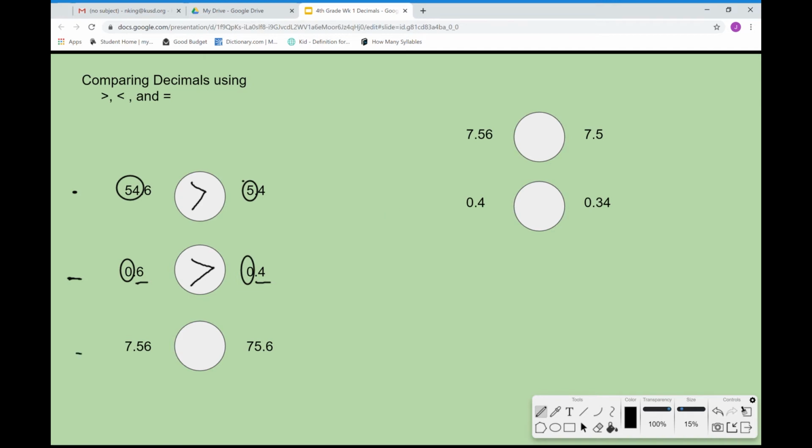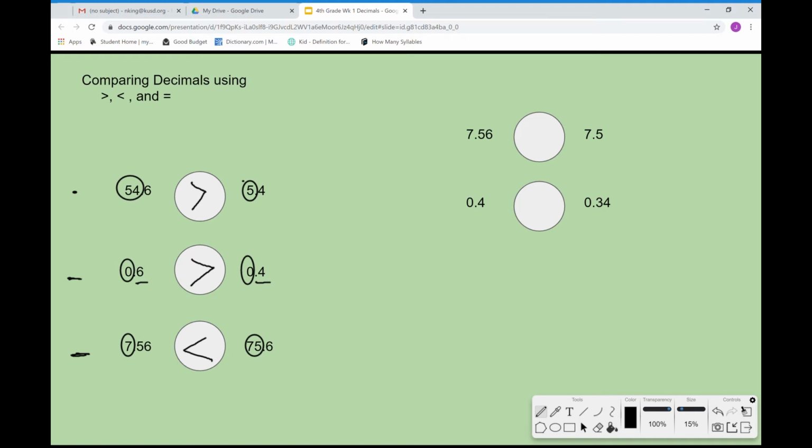Here we have 7 and 56 hundredths and 75 and 6/10. At first glance, they look like the same number, but remember to always look at the whole numbers first. With this comparison, the 7 is much smaller than the 75. So the answer is less than.